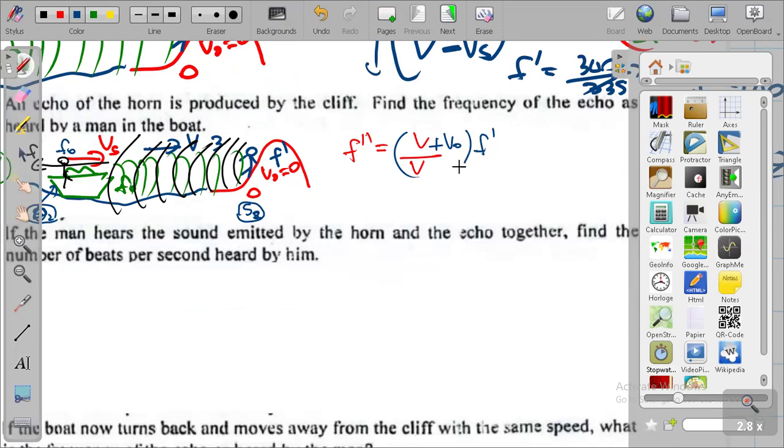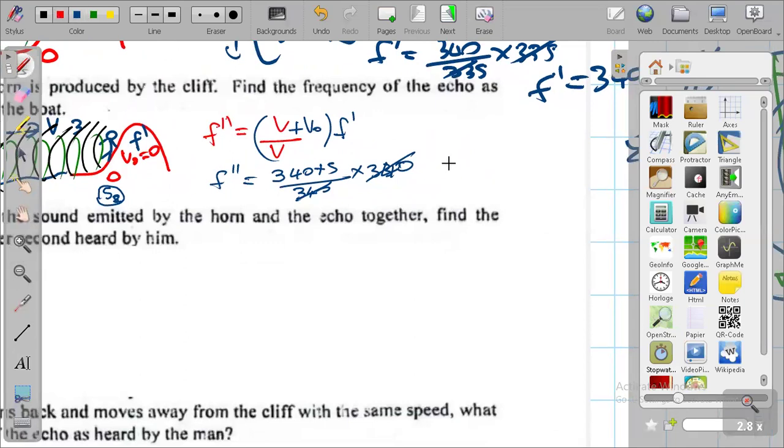Now it is F dash. I know what F dash is now. F double dash is going to be 340 plus 5 divided by 340, multiplied by 330. Sorry, 340 again. 340 and 340 cancel. So again, one more time, the answer for double dash becomes, sorry, 345 hertz.